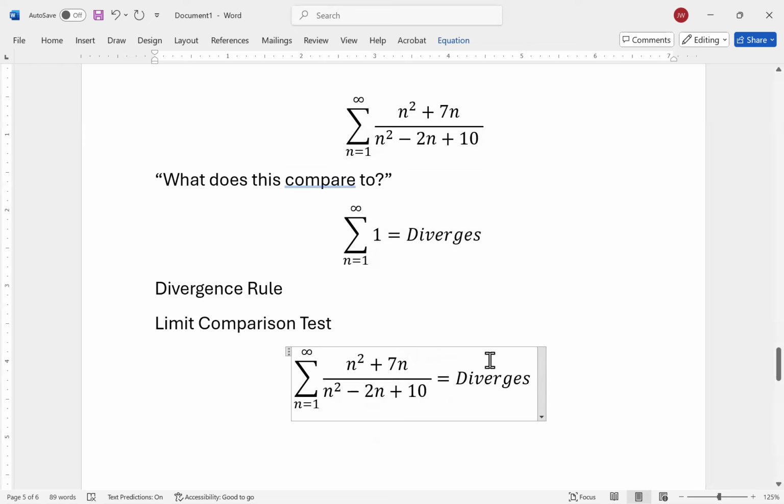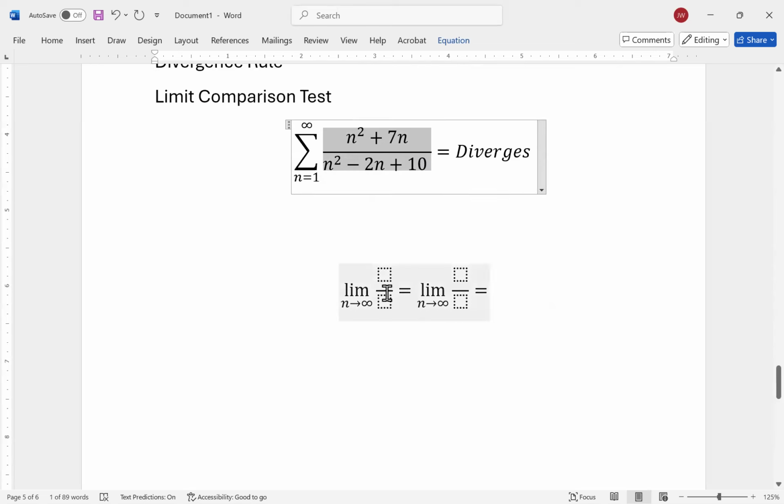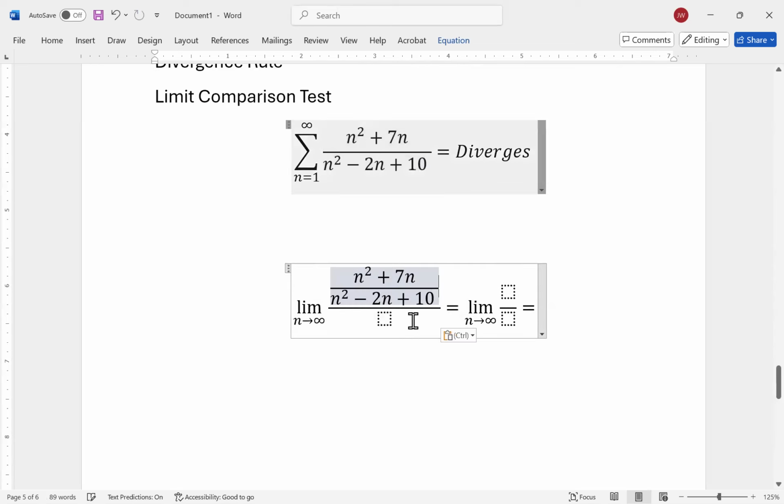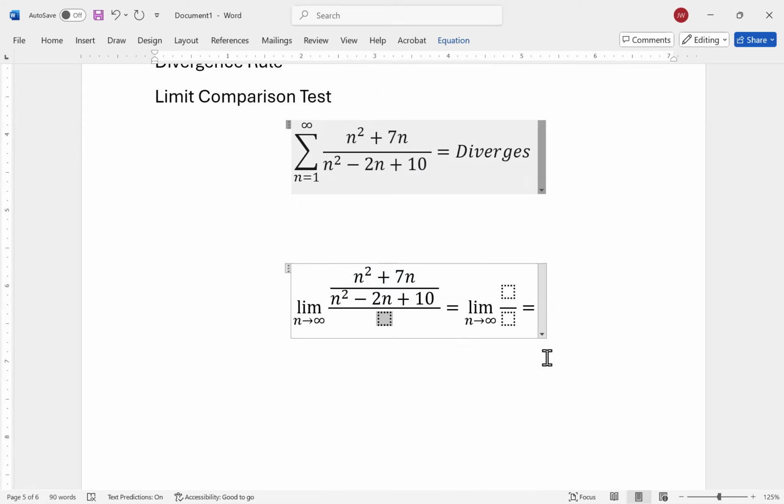This one is real easy to see. If I had to show that, I can use the limit comparison test. I just take the terms from my series, divide by the terms from the series I'm comparing it to. That's just dividing by 1.